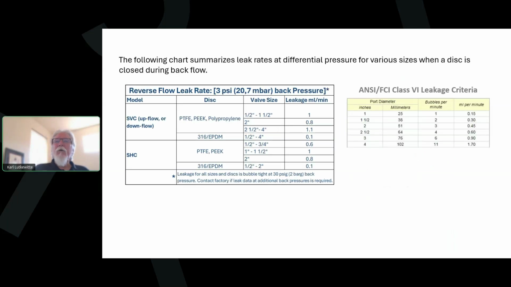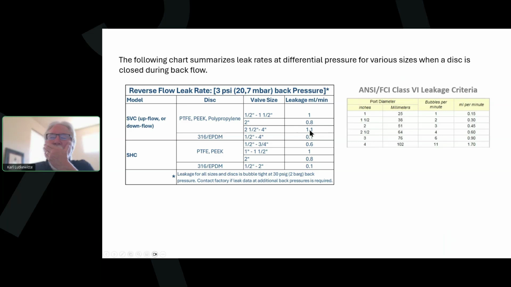I mentioned earlier that we talk about the leak rates in reverse flow at differential pressure for the various discs and sizes that we have. I put this chart together from our data sheet. This information is there, but you can see that maximum leakage on any of our designs with a 3 psi back pressure is 1.1 milliliters per minute, and that's on the 2.5 to 4 inch check valve. You can see that here.